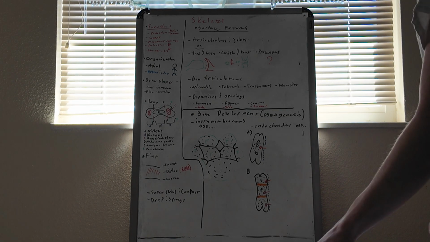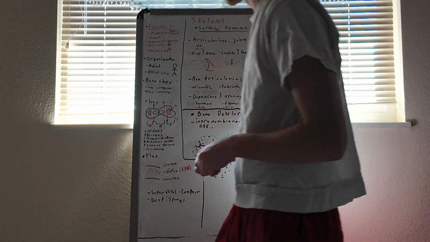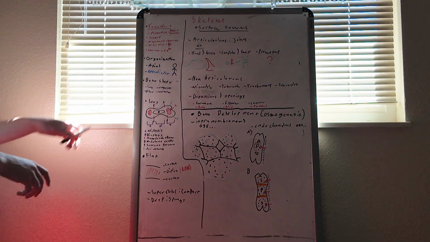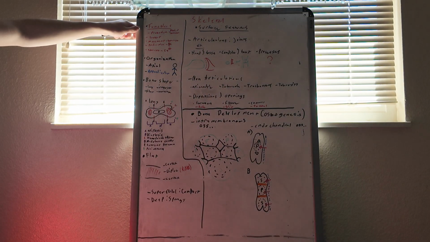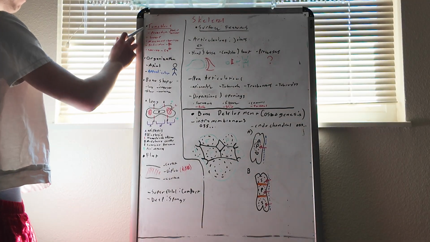Today we're going to be talking about the skeletal system and a few basics around the skeletal system. Starting right here, we have the functions of the skeletal system. So the skeletal system has about 5 functions.